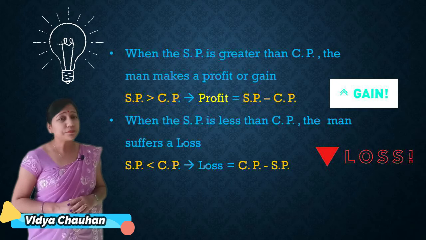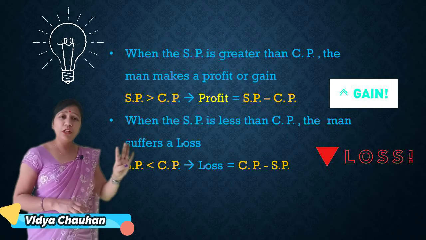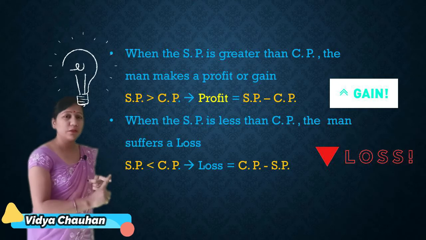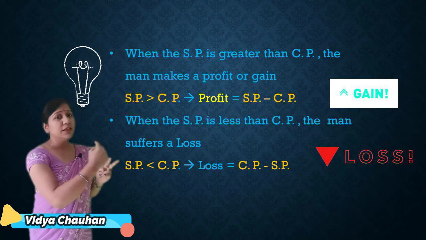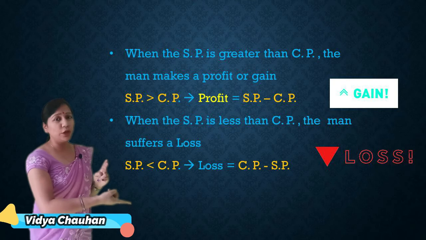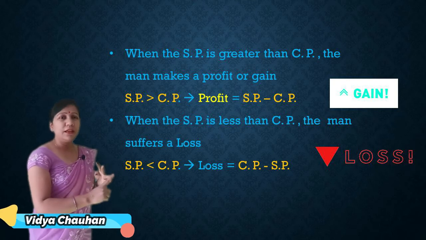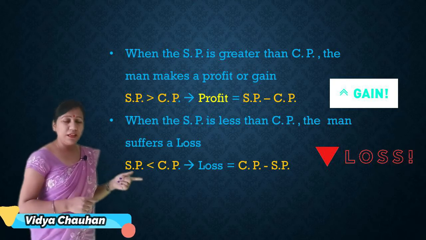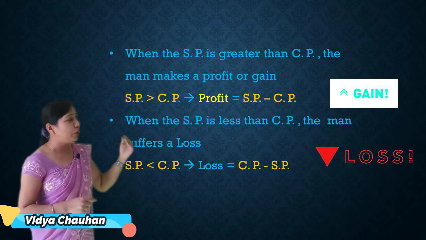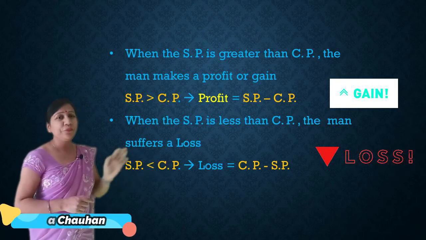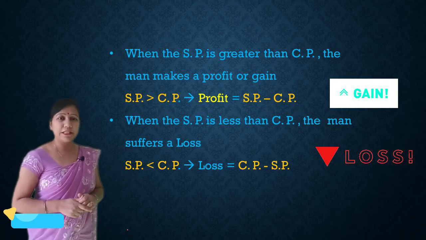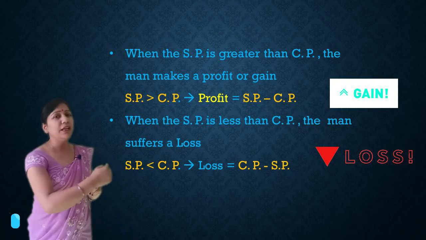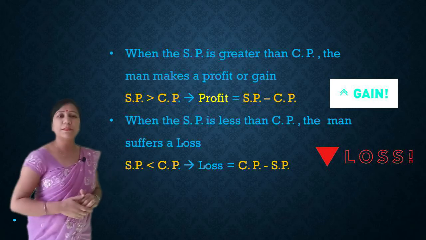So from here we have discussed 4 terms: cost price, the price at which goods are purchased; selling price, the price at which goods are sold; profit, if CP is less than SP, then it is profit, which is equal to SP minus CP; and loss, in which CP is greater than SP and the value is calculated by CP minus SP.